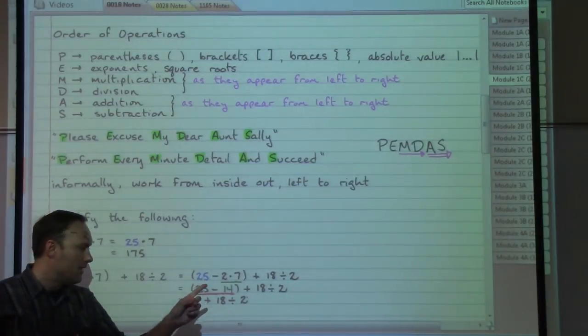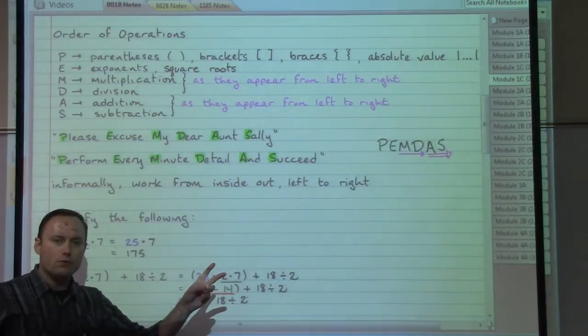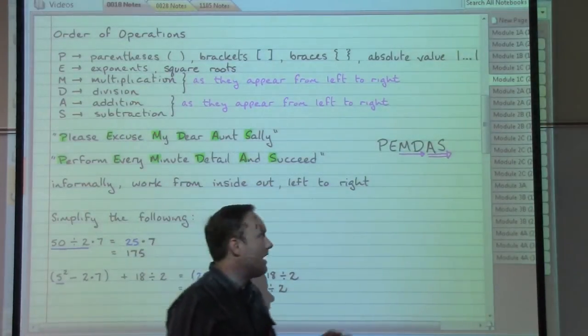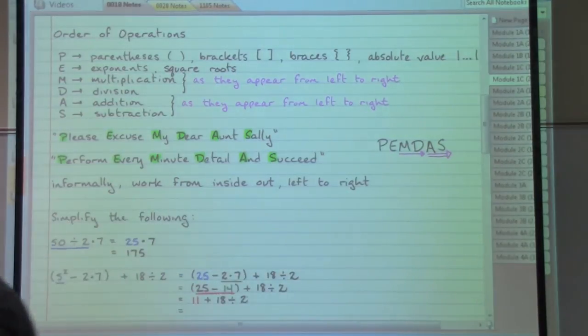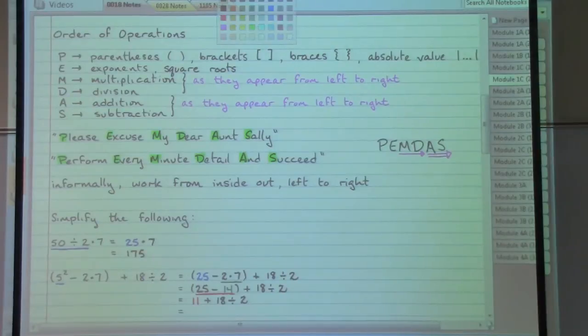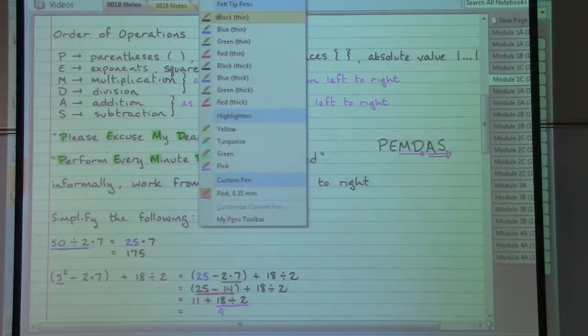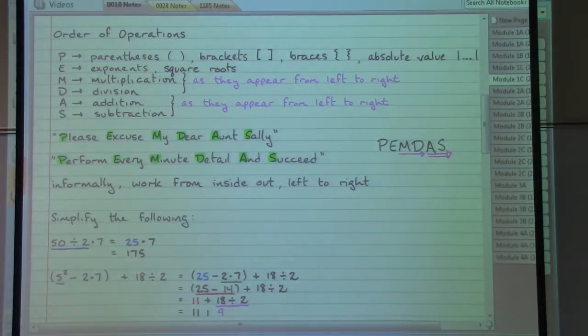11 plus 18 divided by 2. So my 2 actions, plus and divide. Divide comes before add. So I go to the 18 divided by 2. 18 divided by 2 will give me 9. I go ahead and copy down the other stuff, and that leaves me with my very last calculation here. 11 plus 9 is equal to 20.